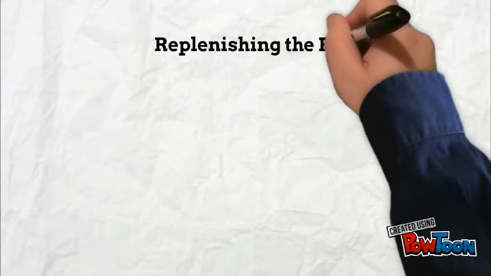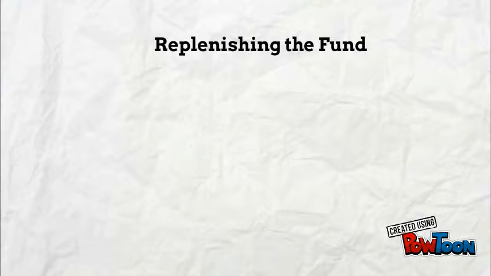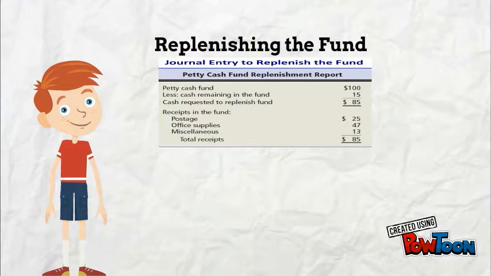As the cash in the fund decreases, the fund must be replenished. To do so, the remaining cash in the fund is counted, and the company cashes a check for the amount that brings the total cash in the fund back to the original balance. The receipts in the fund are then used as documentation for recording expenses. The following journal entry is recorded to replenish the fund.